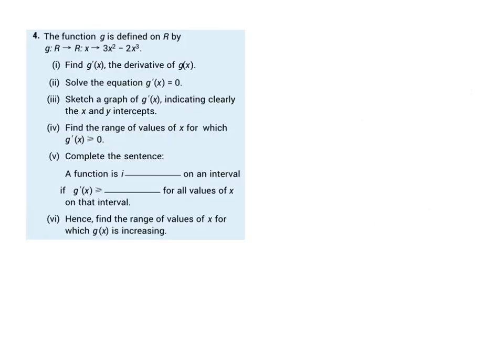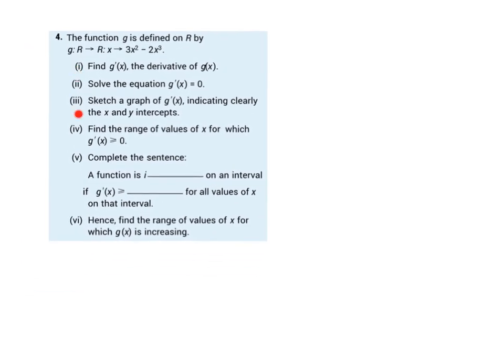We're going to do this question as an example, because the steps in the question give us the steps to investigate if a function is increasing or decreasing, and to find the range of values for which that is happening. So we get the derivative, then we solve the equation, we sketch the graph, and then we find the range of values for which it is greater than or equal to 0 if it's an increasing function, or less than or equal to 0 if it's a decreasing function. Let's have a look here.